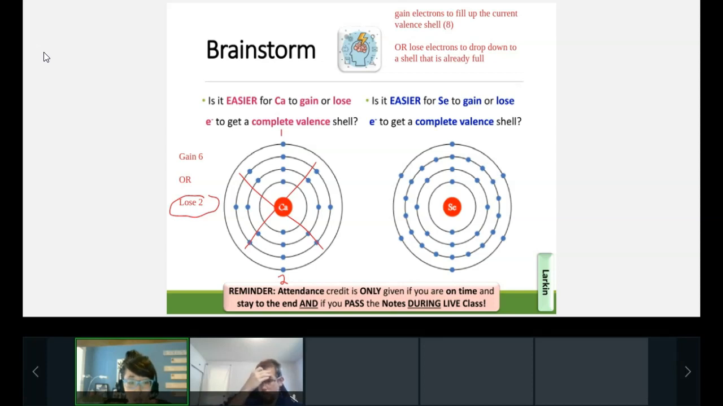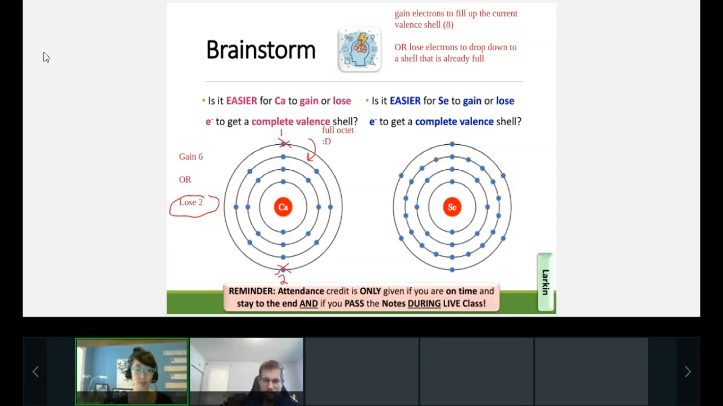So take a look here. If we were to lose the 2 right here, if we just take away these 2, then we can see that it drops down to a shell that's already full. And this shell has how many valence electrons? Go ahead and count them up. Yeah, this one has 8. So this one is now a full octet, has all 8. And so now calcium is happy. Happy, happy, happy. Smiley face emojis if that makes sense.